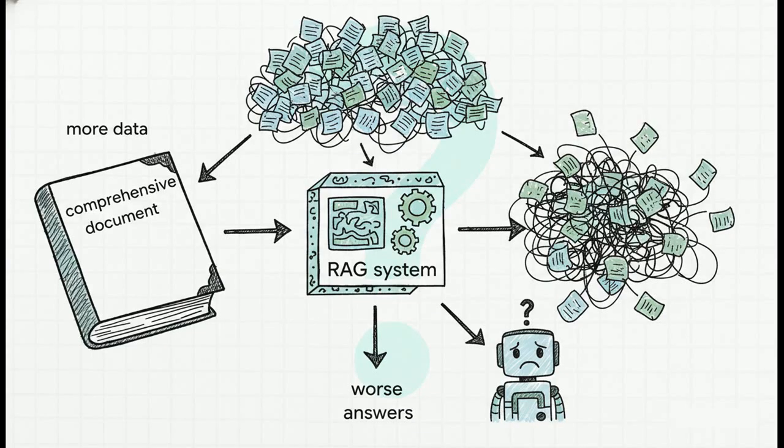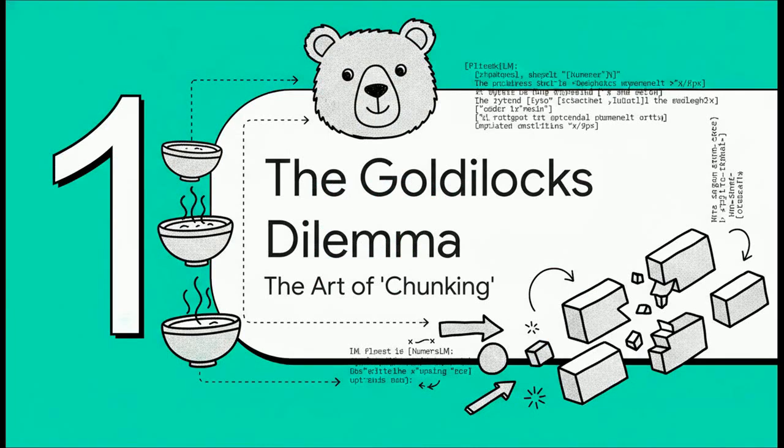It all starts with this totally bizarre paradox. You think, hey, I'll give my AI this huge, comprehensive document. More data means smarter AI, right? But then its answers actually get worse. How does that even happen? Well, the answer lies in something we call the Goldilocks dilemma. It's all about the art, and really the science, of chunking. This is the very first thing you do when you're working with big documents, and if you get this wrong, it's like the first domino in a huge chain of failure.